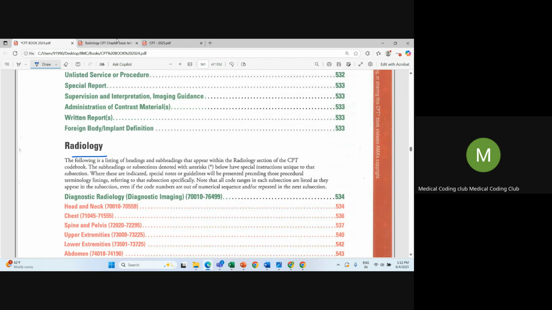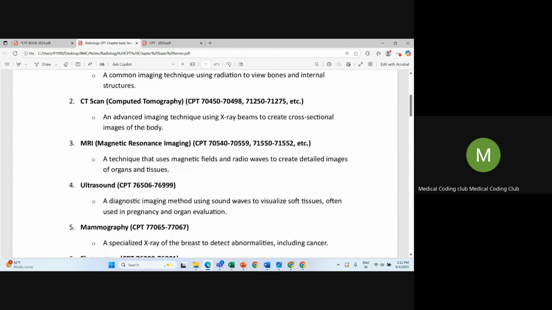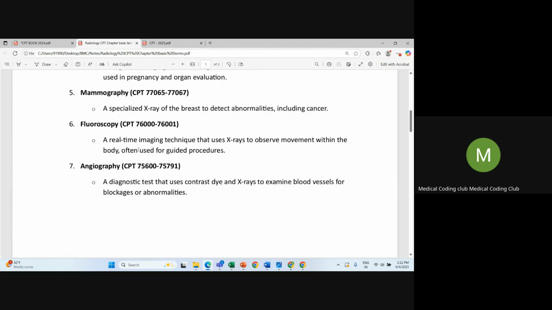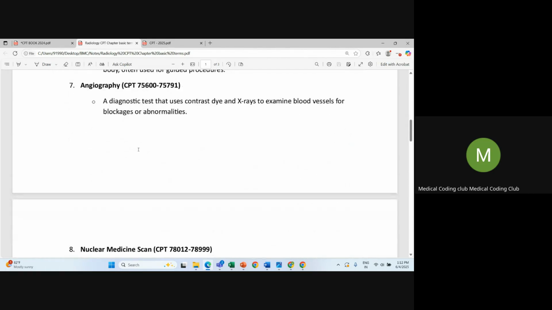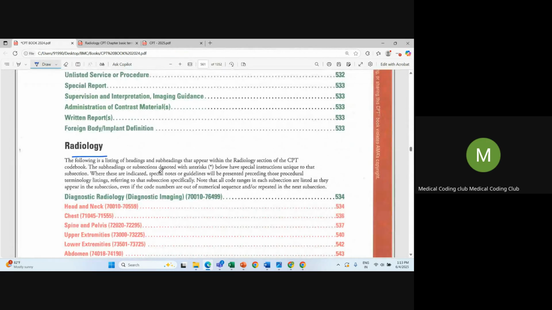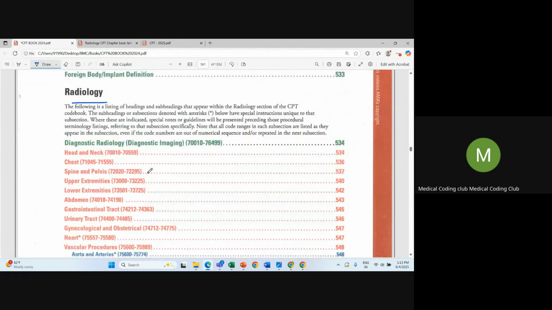That's why I have taken all the basic radiologic procedure terminologies, and I'm going to explain what it is, why they perform it, and how they perform it. I will also give a brief introduction about the important procedures, and I'll share tips and a few tricks on radiology coding.